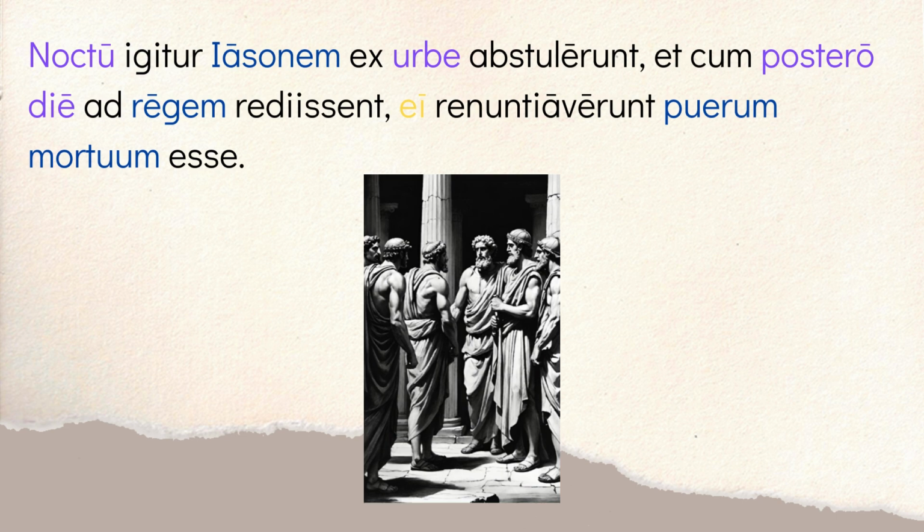So they say they're going to protect Jason. So how do they do that? They take him away from the city. And cum postero die, when on the following day they returned ad regem, right, to the king, they renuntiaverunt, they reported to him, right? They announced again to him, reported to him that the puerum mortuum esse, that the boy was dead. So you have a lot of indirect statements happening here, which is why you're seeing the accusatives and infinitives. But you can translate and say they reported that the boy was dead.